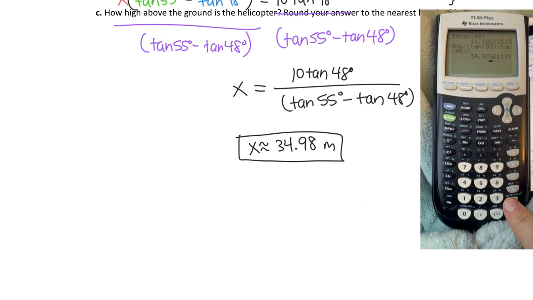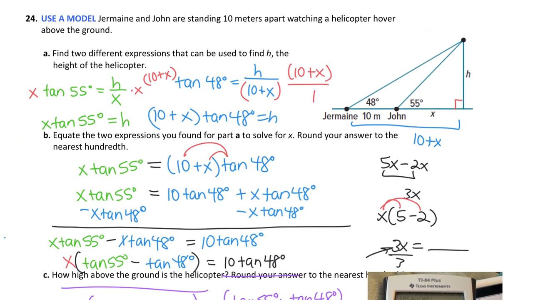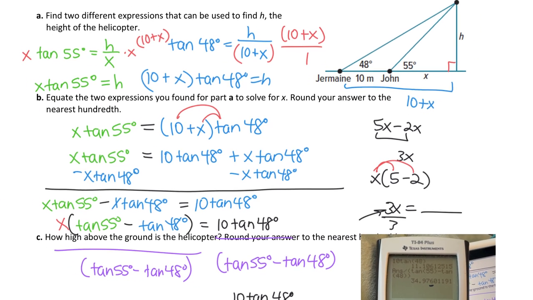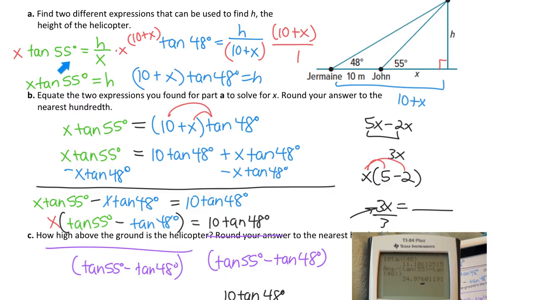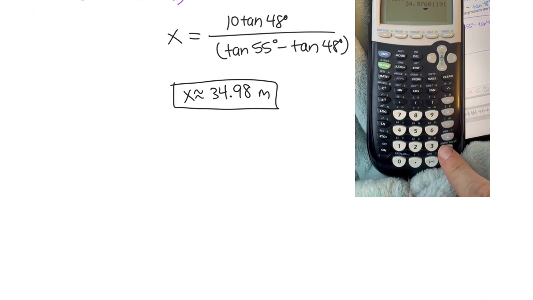But now we have to add that to 10 because now we're going to figure out how high the helicopter is above the ground. And you can use either of these expressions to help finish solving. I'm actually not going to add 10, I'm just going to use the smaller triangle. So I'm going to use tangent of 55 degrees equals h over x. I'm just going to keep that in my calculator, and I'll use the answer function to help me actually use the exact answer.